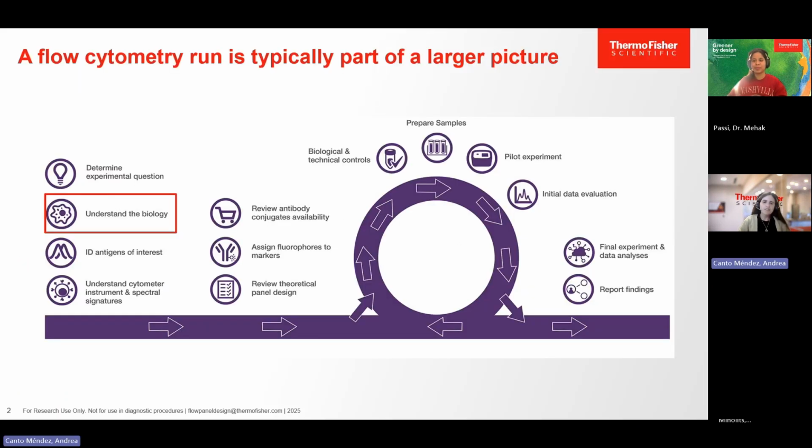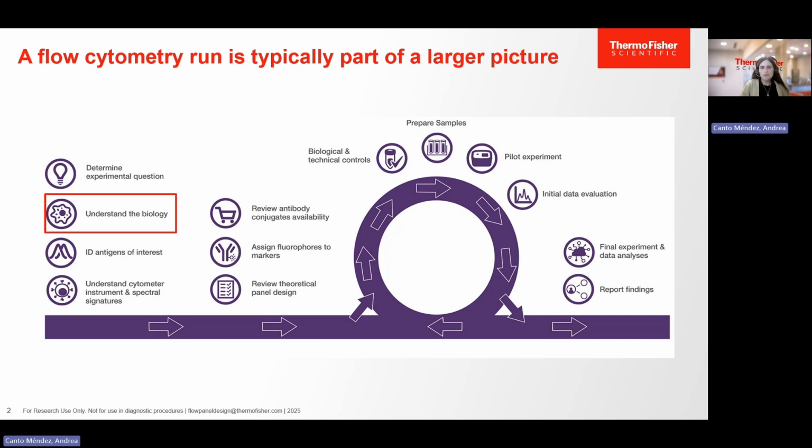So when we think about a flow cytometry experiment, this is typically not isolated by itself on an island, and rather a flow cytometry experiment belongs to a larger picture. As you can see in this diagram, typically we have many steps to consider from the point where we start planning our flow experiment until the point when we are ready to acquire our sample, obtain our data, and report our findings. In the previous Let's Talk Flow seminar, we focused on tips and tricks for our spectral panel designs. And in upcoming talks, we are going to cover other parts of the flow cytometry larger picture, such as controls and sample prep.